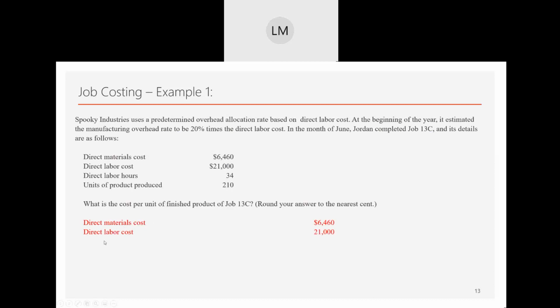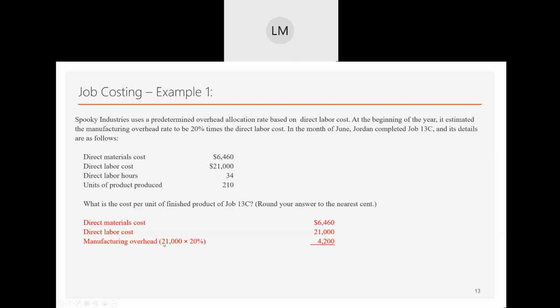And now I'm going to have what? What's the third cost I'm going to have in the making of anything? Overhead allocated. So how are we going to do that? Manufacturing overhead allocated? Well, remember our allocation rate is 20% times the direct labor cost. So whatever the direct labor cost is, we're going to take 20% of that and add that to the cost of direct labor and direct materials to account for manufacturing overhead.